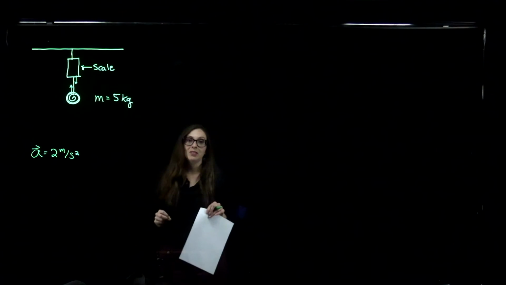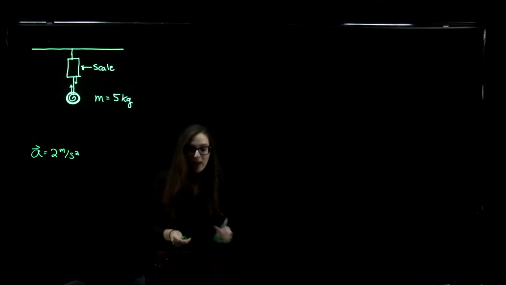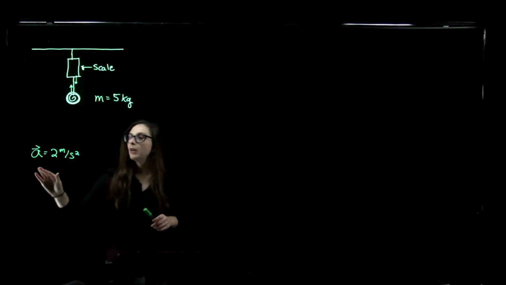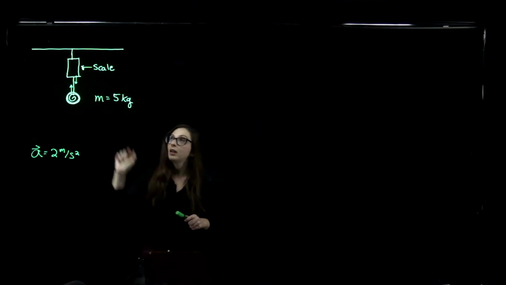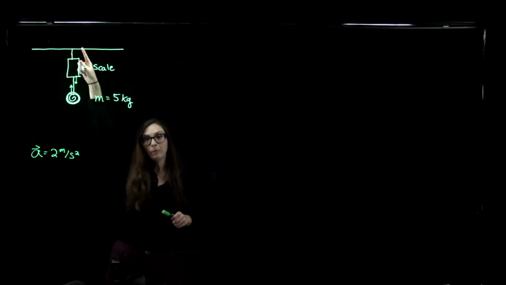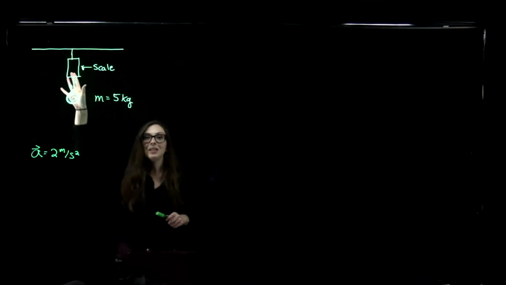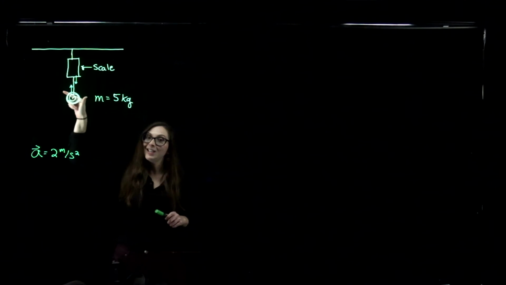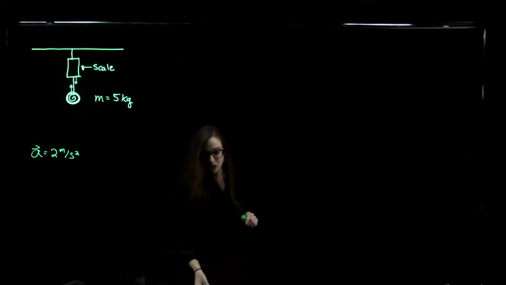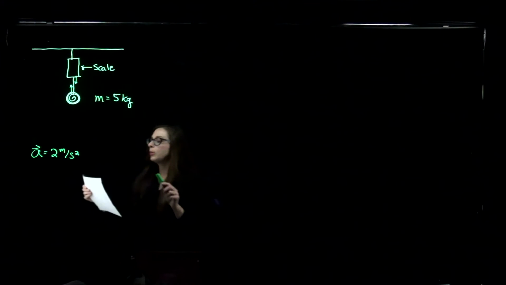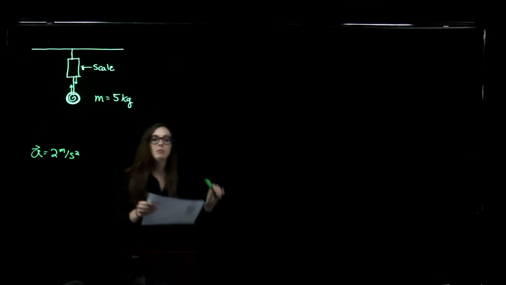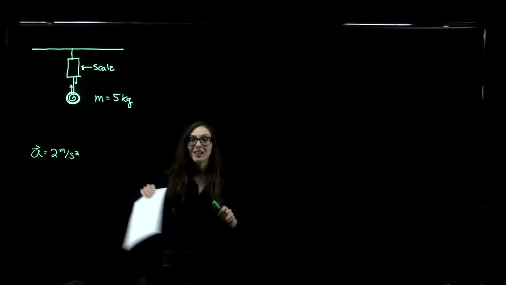So what happens whenever we accelerate? What happens if this rocket ship decides to zoom up with an acceleration of 2 meters per second squared? If that rocket ship accelerates up, that means that the roof is accelerating up, and the scale is accelerating up too. That's going to change the measurement for the weight of this meteorite. So our question is, what does the scale read if our rocket ship accelerates upward at 2 meters per second squared as it leaves the Earth?